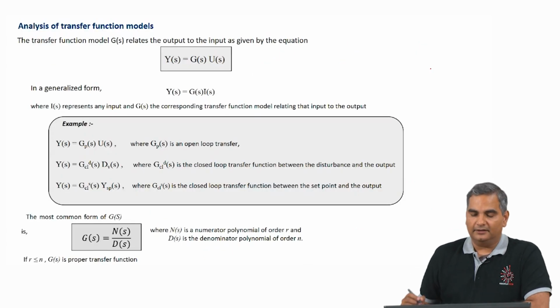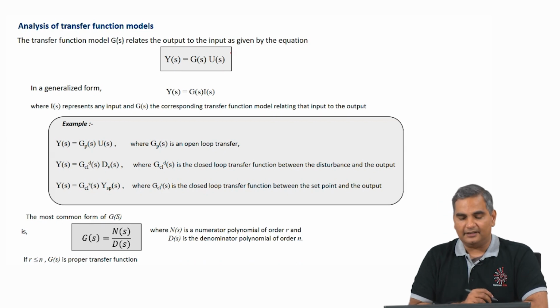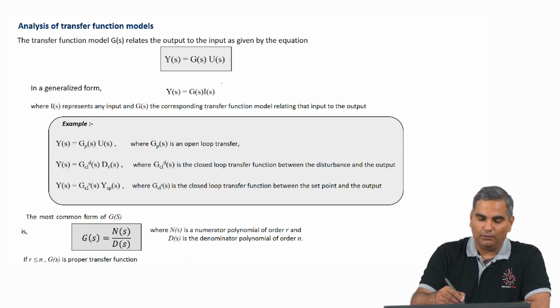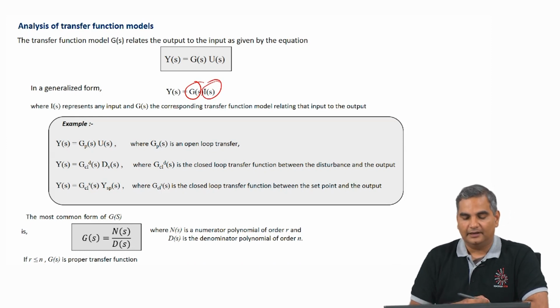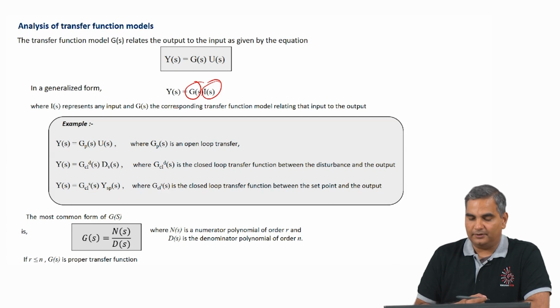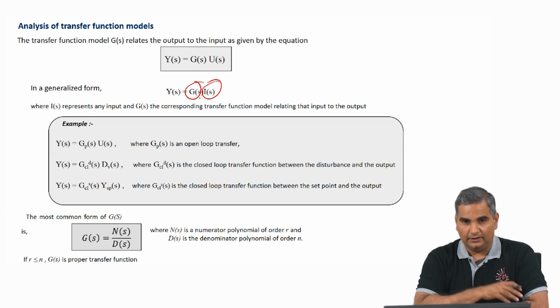So, in general we could write the output as G(s)U(s). If you had a disturbance, you could write it as G_d(s)D(s). In a generalized form, we can write the output as some transfer function multiplied by some input that makes a difference as far as output is concerned. So, for example, if this is a disturbance variable, we will call it D(s), which basically says what is the effect of the disturbance on the output.